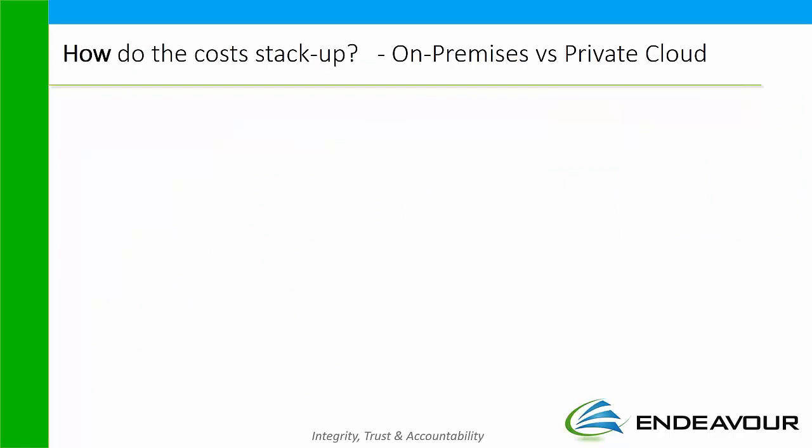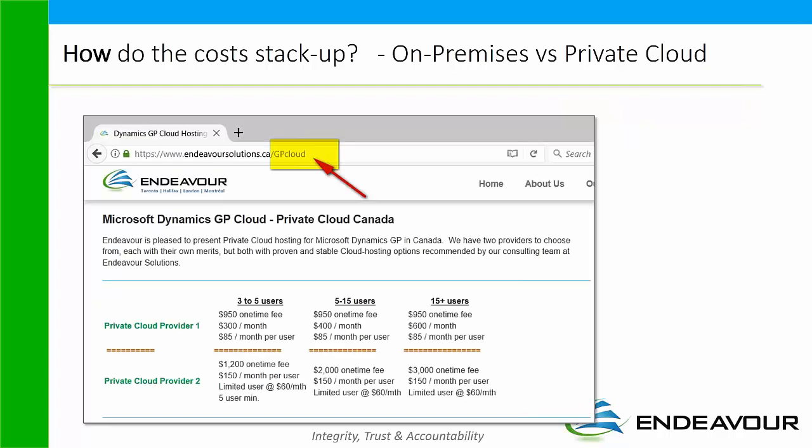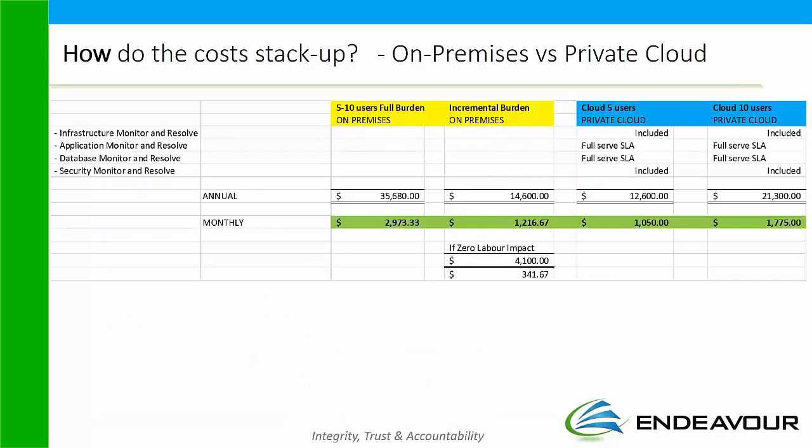So how do costs stack up on-premise versus private cloud? What I'm going to use is 5 to 10 users with a one-time fee and a flat monthly per-user fee, and we'll compare that to on-premise. So with the on-premise, and we're looking at this back and forth, we're using a variety of fees, looking at the end of it all, and I'm going to move us over to Excel.